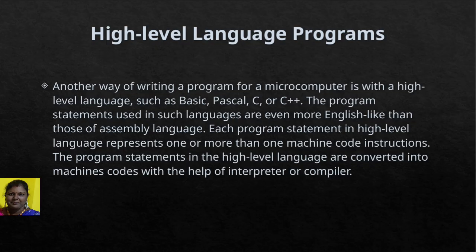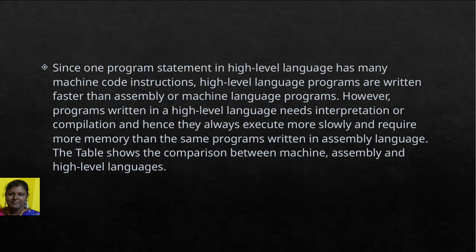When we write programs in high-level languages, we can do it much faster than using assembly or machine code. That's because one line of high-level code translates into many machine instructions. But there's a trade-off. These programs need to be interpreted or compiled before they run. That means they usually execute slower and use more memory compared to assembly language programs. This slide shows a comparison between machine code, assembly, and high-level languages, highlighting these differences clearly.